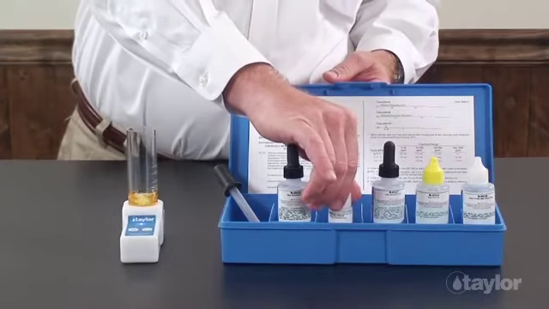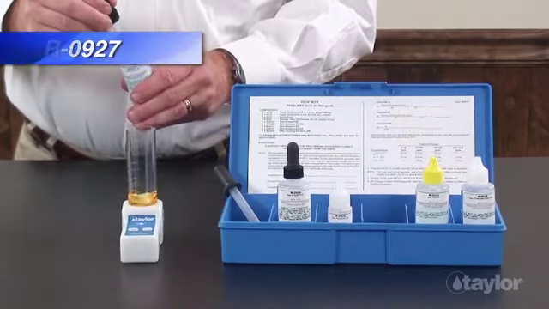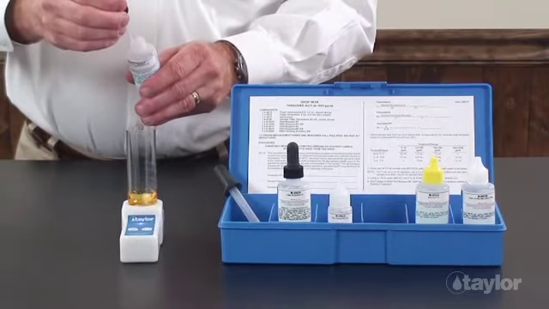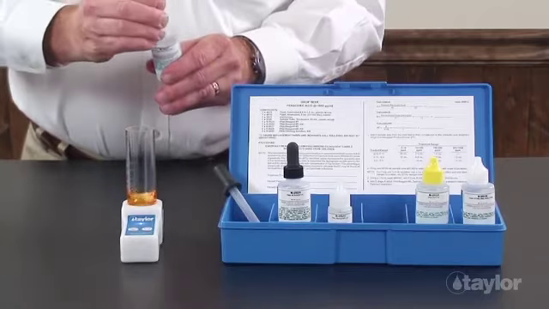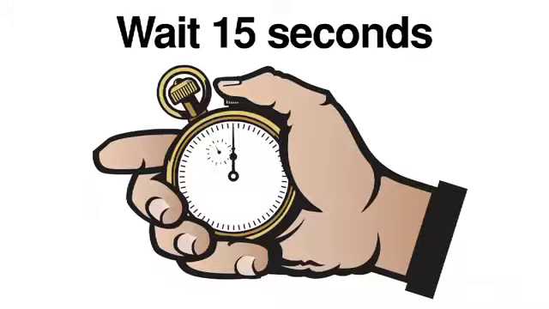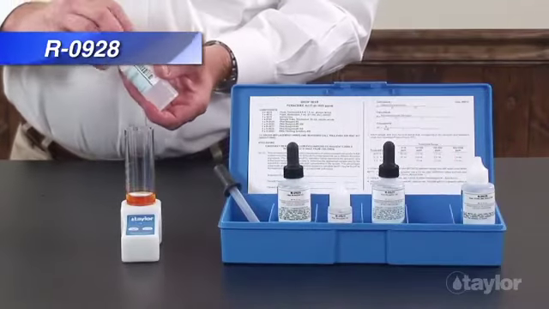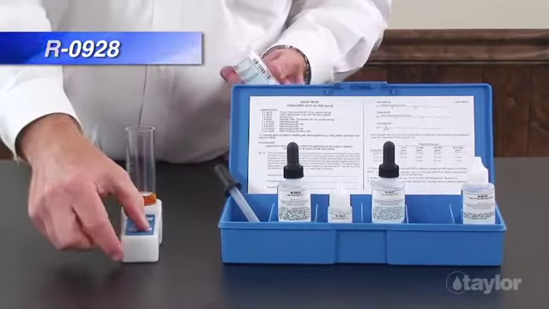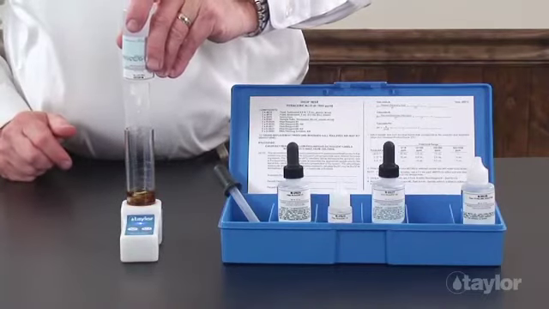Using another 1.0 ml pipette, add 0.5 ml of PAA reagent number 3. Swirl to mix. Wait 15 seconds and then add 5 drops of PAA reagent number 4. Swirl to mix. The sample will turn deep blue.